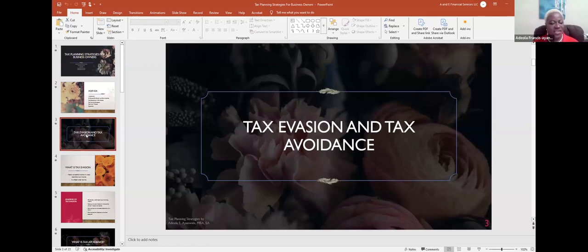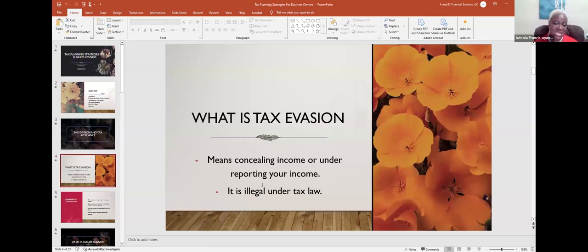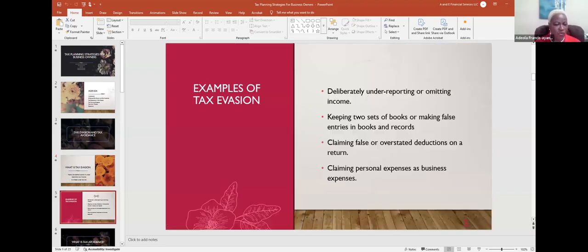All right, so first, what is tax evasion? Tax evasion is concealing income, underreporting your income, which is illegal under tax law. You're probably wondering why I'm talking about tax evasion. It is because most of the time when we earn this money, we feel like, oh, I don't need to report this much. But the truth is, there is a way to go about it to minimize your tax liability in a legal way.